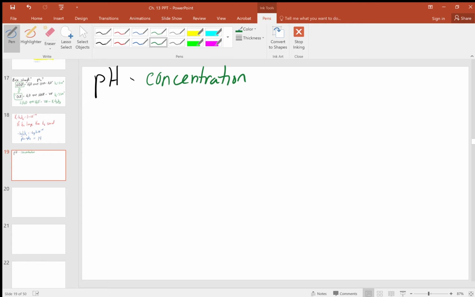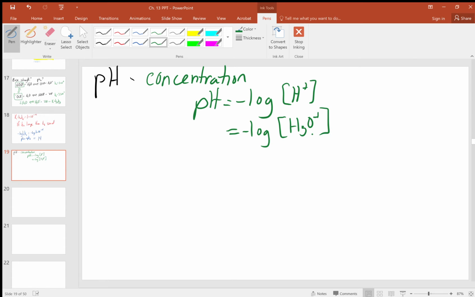pH tells us nothing about how strong an acid or strong a base something is. And that shows in the calculations. pH is literally equal to the negative log of the concentration of the acid. And that can be expressed as H plus and is also often expressed as H3O plus. But we essentially use those interchangeably because if we're dealing with aqueous solutions, which is what we are in this class, then if we have any H plus, it reacts with water to form H3O plus. So these two terms get used pretty interchangeably.